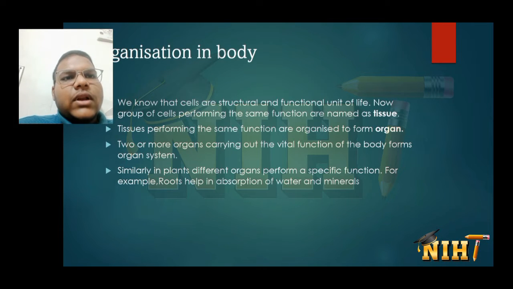Next, we have organization in the body. We know that cells are the structural and functional unit of life. Now, cells performing similar functions are grouped together to form tissues, and tissues performing similar functions are grouped together to form organs. Now, two or more organs carrying out the vital function of the body form the organ system. Similarly, in plants, different organs perform different functions. Roots help in absorption of water and minerals.